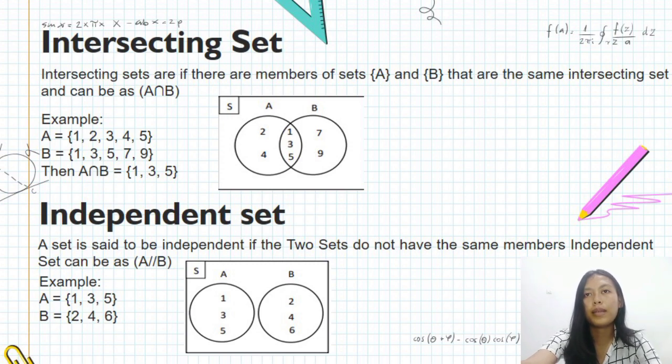Next we have disjoint sets. Two sets are said to be disjoint if they do not have any members in common. Disjoint sets can be written as A and B are mutually exclusive. For example, A equals {1, 3, 5} and B equals {2, 4, 6}. You can see the diagram on the screen.